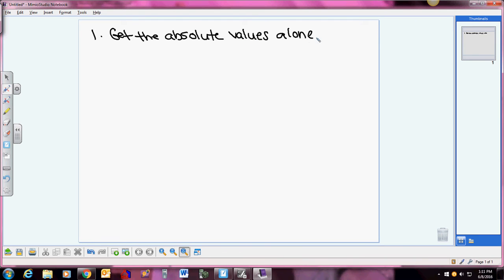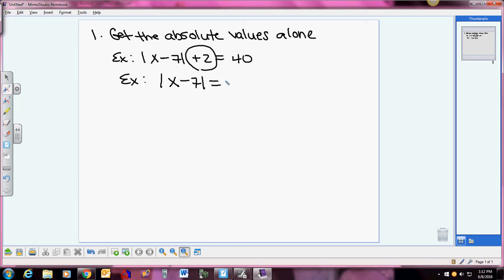What I mean by that is, let's put an example here. If I have the absolute value of x minus 7, plus 2, equals 40, the absolute values aren't alone yet. This plus 2 is in the way. So before I go on to step 2, I would subtract the 2 and then continue the problem. So if I had this, the absolute values are alone. I understand there's more than one thing inside of them, but that doesn't matter. As long as there's nothing on the outside, then it's alone. But if there's extra stuff, you have to get rid of it, and I'll show you how later.